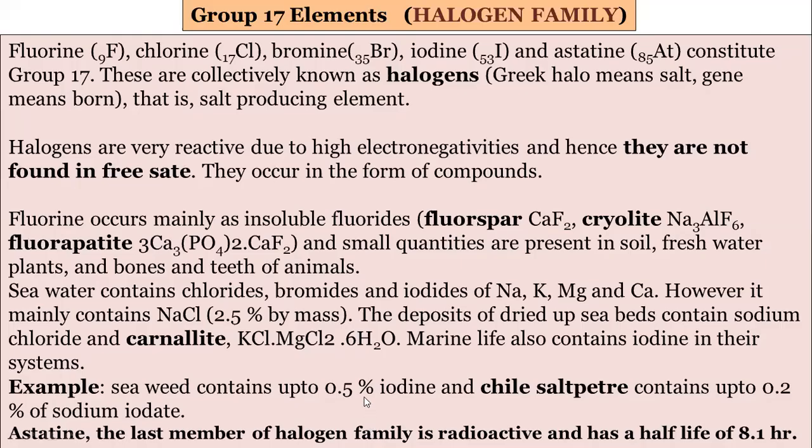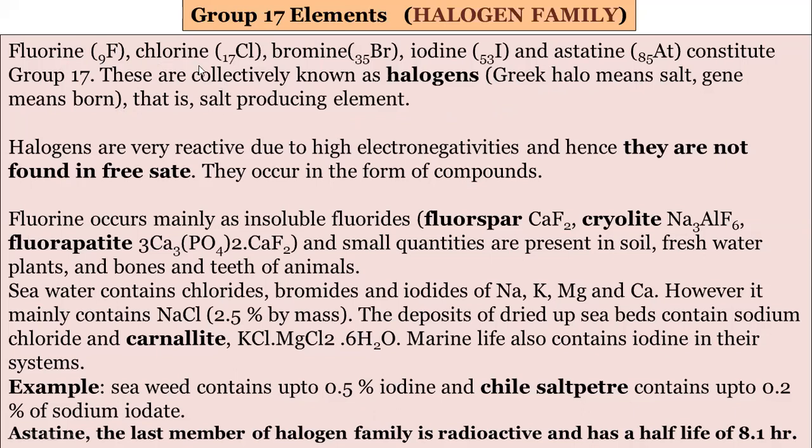Then I am coming to the group number 17 elements. We are very familiar with these elements. These are called the halogen family. Halogens, this is a Greek word. Halo means salt and gene means bond. So the meaning of halogens is salt producing elements. They produce salt. First one is fluorine, atomic number is 9.